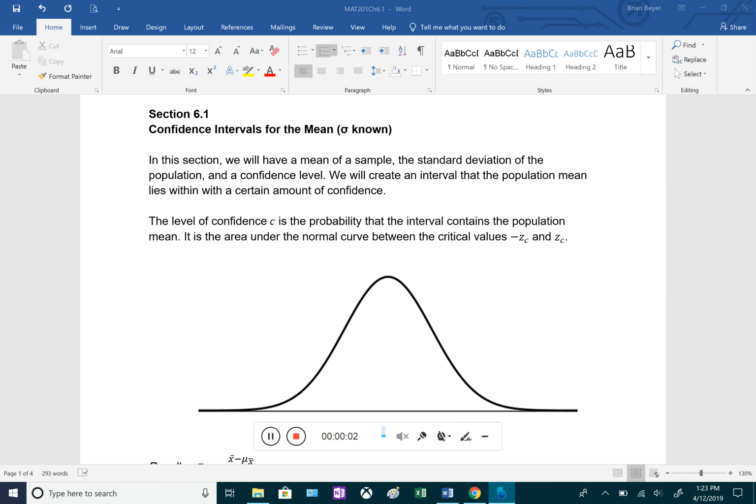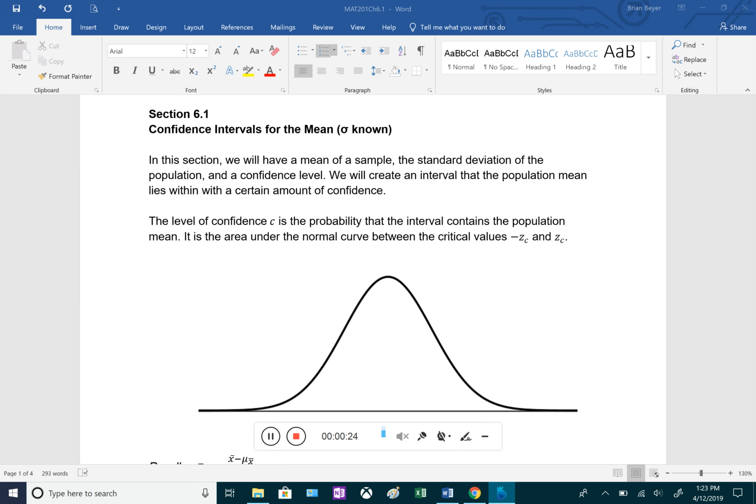So in chapter 6.1, we're going to be starting confidence intervals for the population mean. For this section, we're going to have sigma, the population standard deviation. So what we're going to be doing, we're going to have the mean of a sample, the standard deviation of the population, and we're going to be given a certain confidence level.